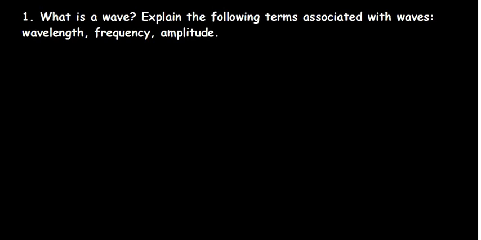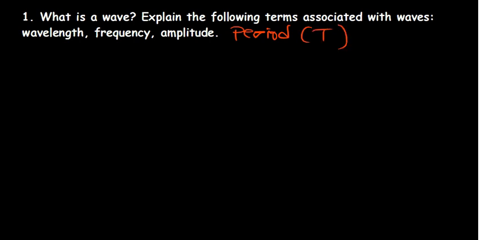Okay, so we'll continue with another set of atomic structure practice questions. The first one is, what is a wave? And then we need to explain the terms associated with the wave. That includes wavelength, frequency, amplitude. I can add on as well period, for example. It's also another term that you need to know.